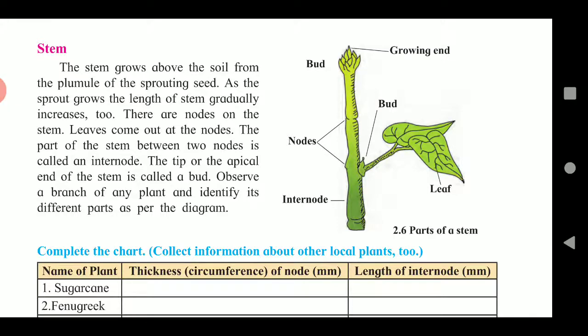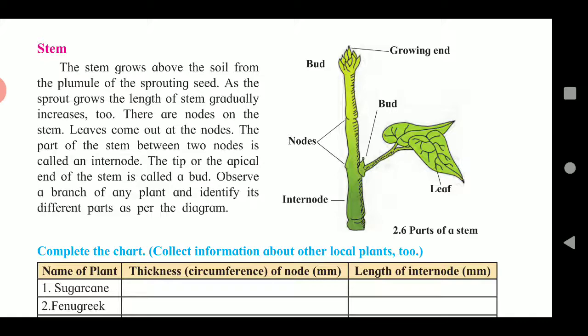Now let us see about stem. The sprouting seed produces plumule. From the plumule the stem grows, and the stem grows above the soil. I repeat again, the sprouting seed produces plumule. From this plumule the stem grows and this stem grows above the soil.